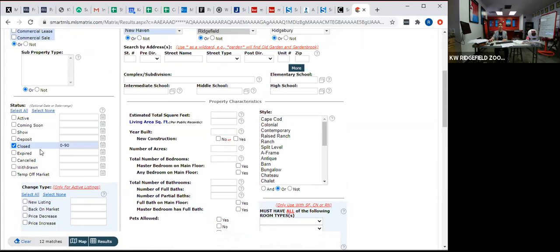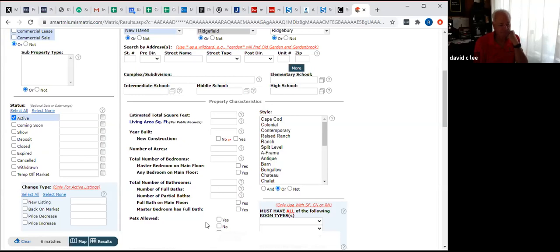Now, to get the month supply of inventory, we click off of closed and onto active. You see that there are a whopping 6 properties available. 4 divided into 6 is 1.5, right? So there is a 1.5 month supply of inventory from 0 to 400. Is that faster or slower than the townwide average? Faster. Right?